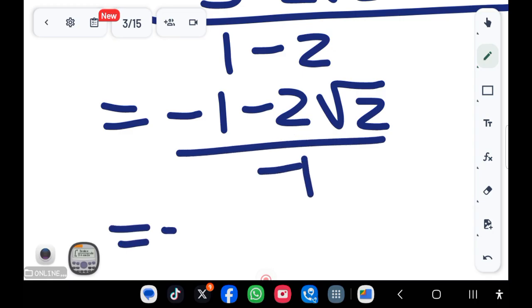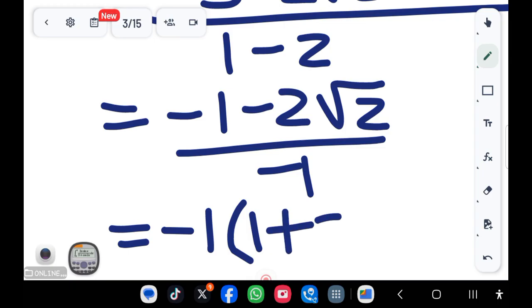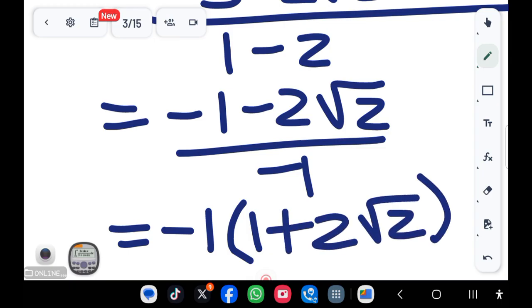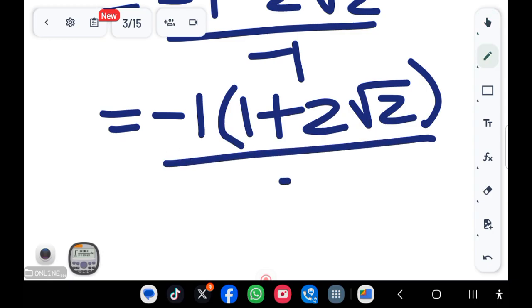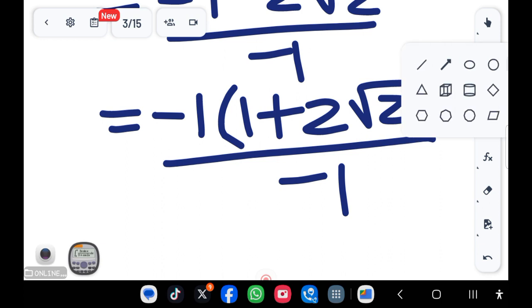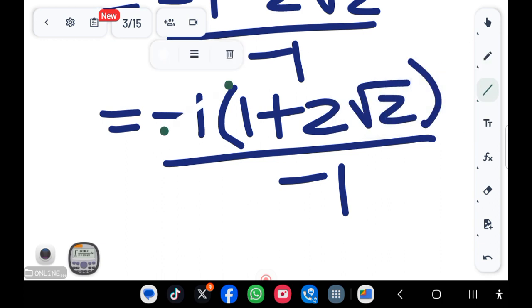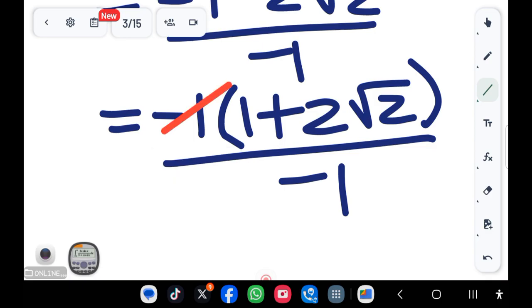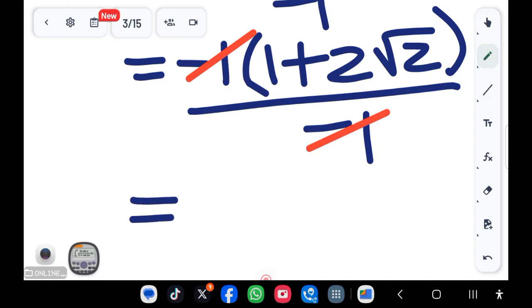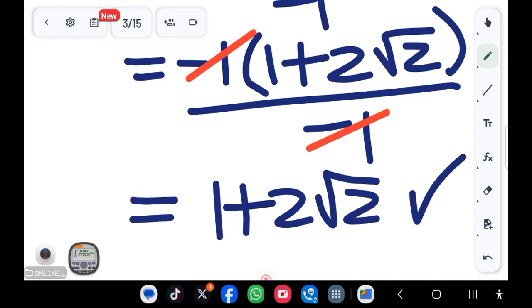Take out a common factor of negative 1. That leaves you with 1 plus 2 root 2 over negative 1. The negatives cancel out. And that leaves us with 1 plus 2 root 2. And that's your answer.